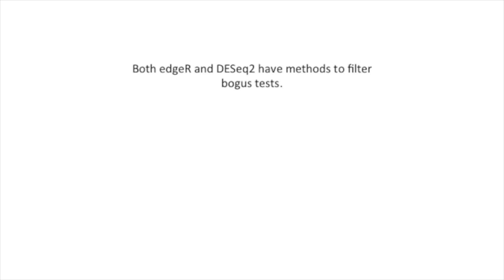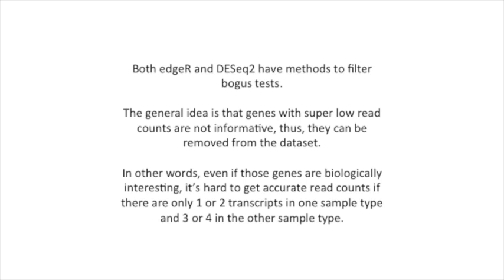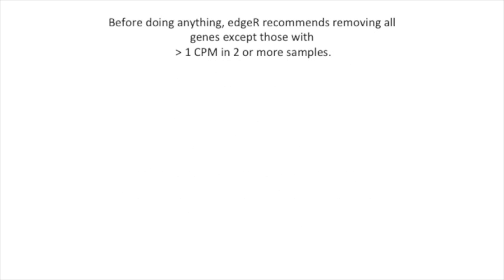Both edgeR and DESeq2 have methods to filter bogus tests. The general idea is that genes with super low read counts are not informative. Thus, they can be removed from the dataset. In other words, even if those genes are biologically interesting, it's hard to get accurate read counts if there are only 1 or 2 transcripts in one sample type and 3 or 4 in the other sample type. Before doing anything, edgeR recommends removing all genes except those with more than 1 CPM in 2 or more samples.